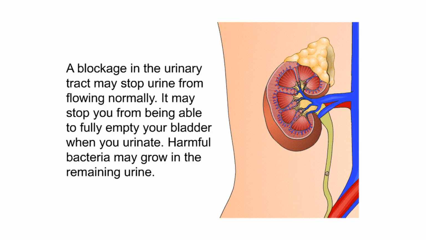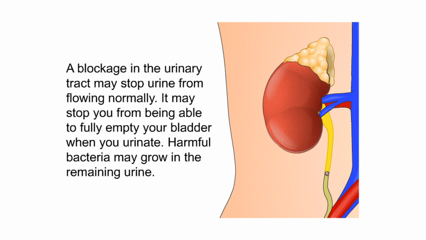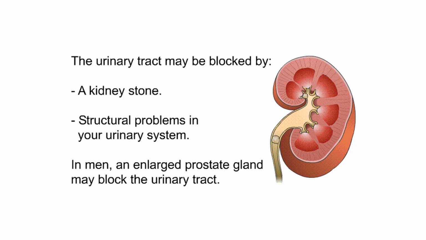A blockage in the urinary tract may stop urine from flowing normally. It may stop you from being able to fully empty your bladder when you urinate. Harmful bacteria may grow in the remaining urine. The urinary tract may be blocked by a kidney stone, structural problems in your urinary system. In men, an enlarged prostate gland may block the urinary tract.